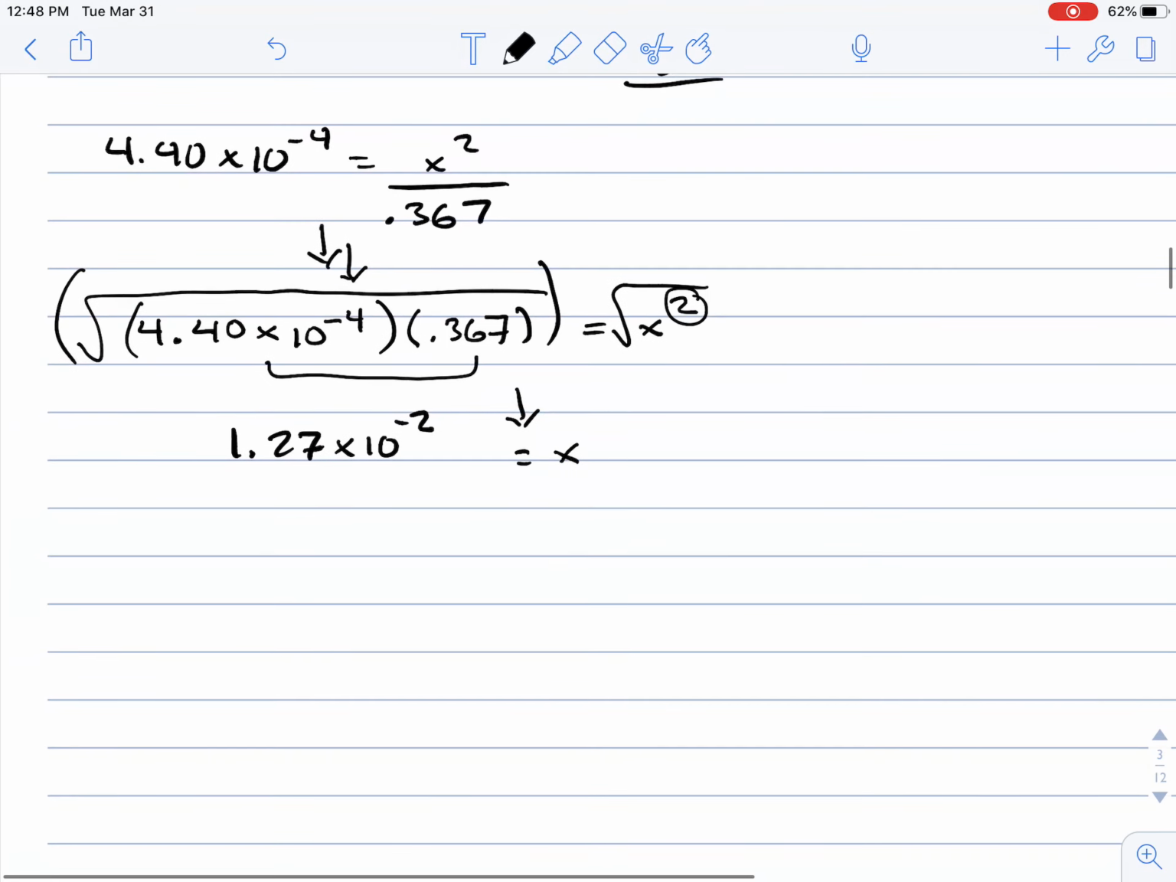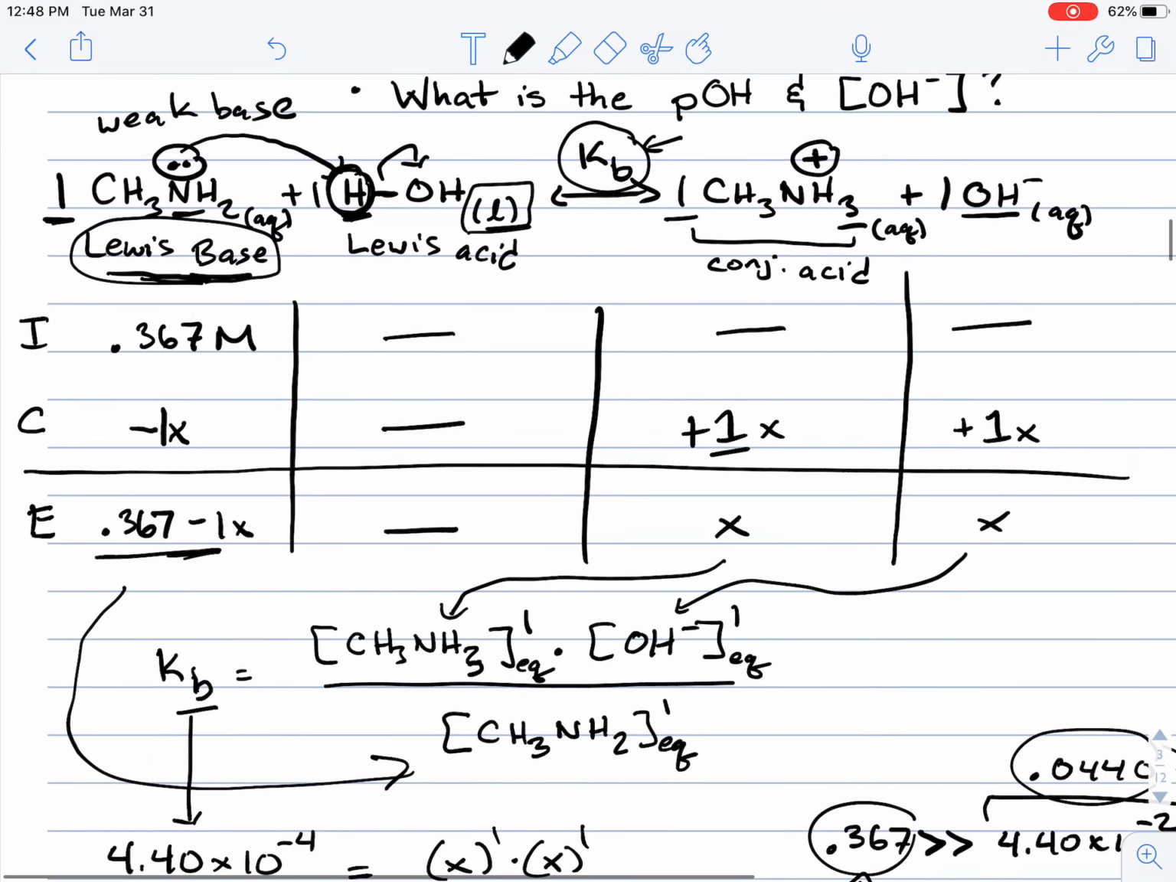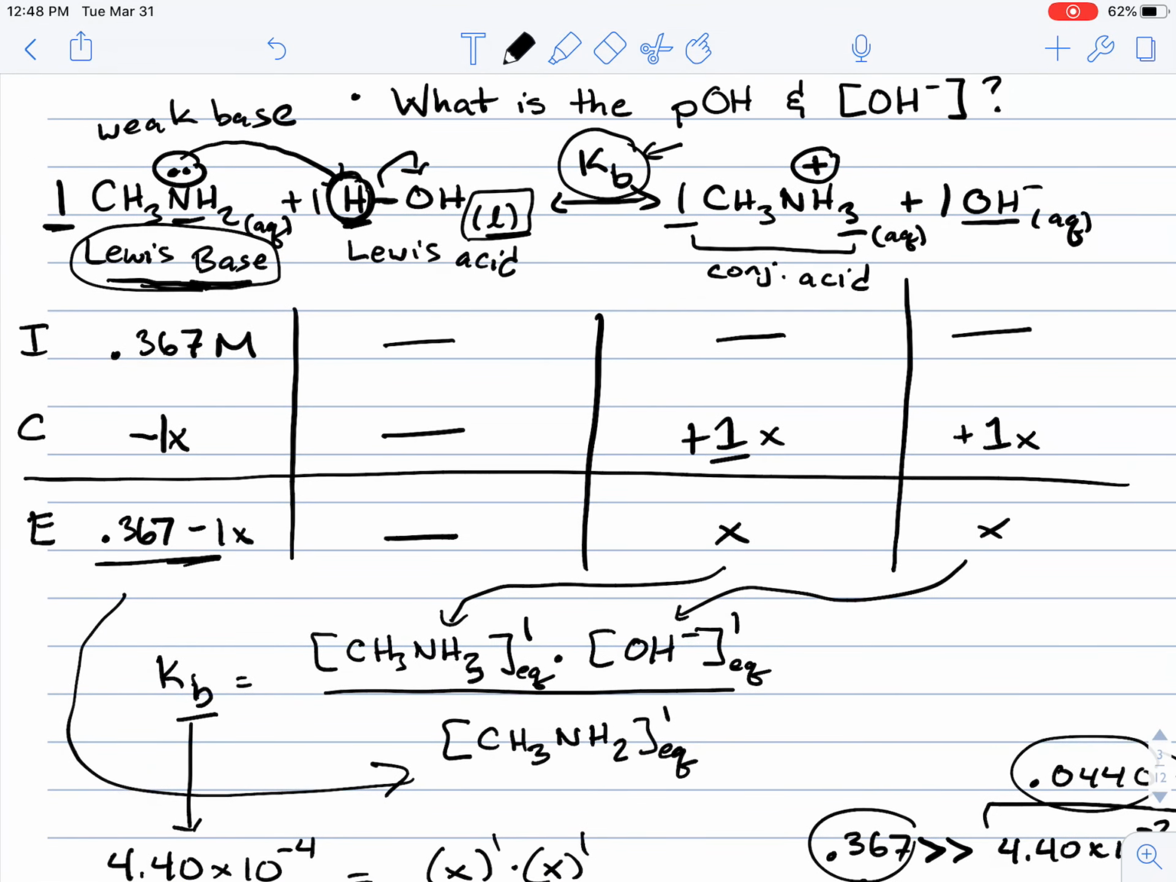Awesome. So once again, we finally solved for x. And so this x is going to represent our change. And so we're going to go ahead and basically plug everything into this ICE table here.